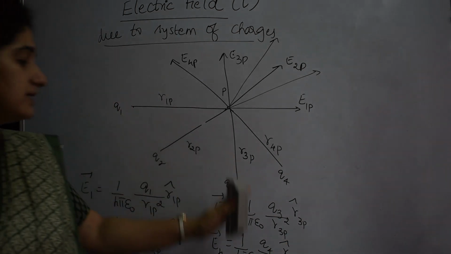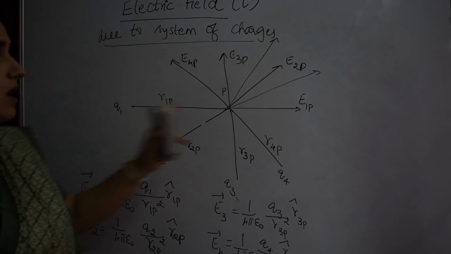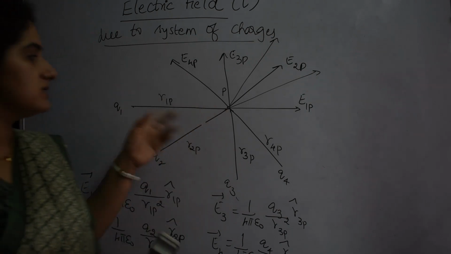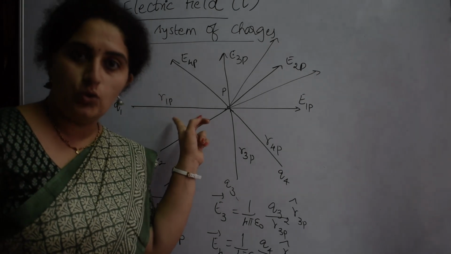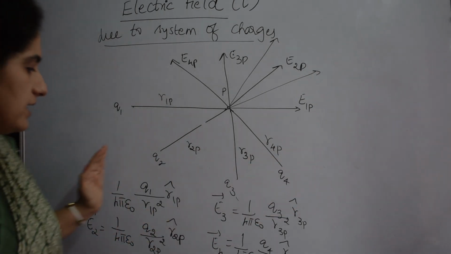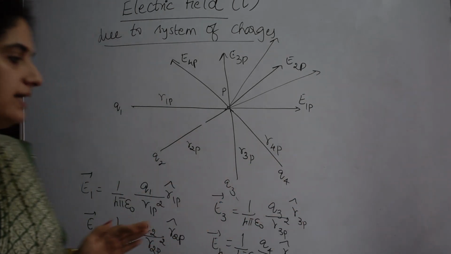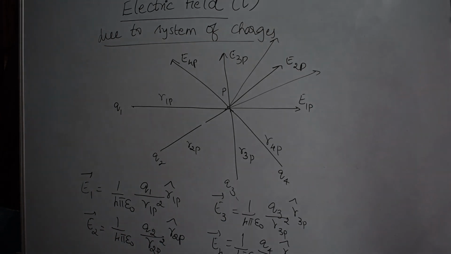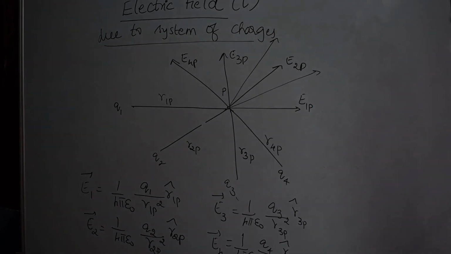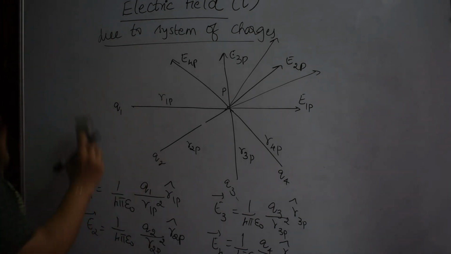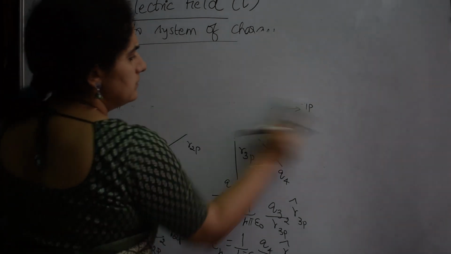Now you have to consider the net electric field at this point due to Q1, Q2, Q3 and Q4. You just have to add them. So now how will you add them? I hope I will erase this one.